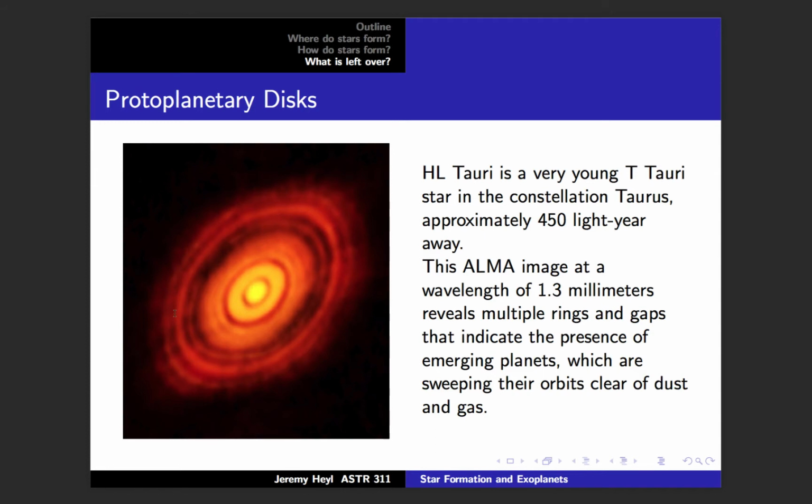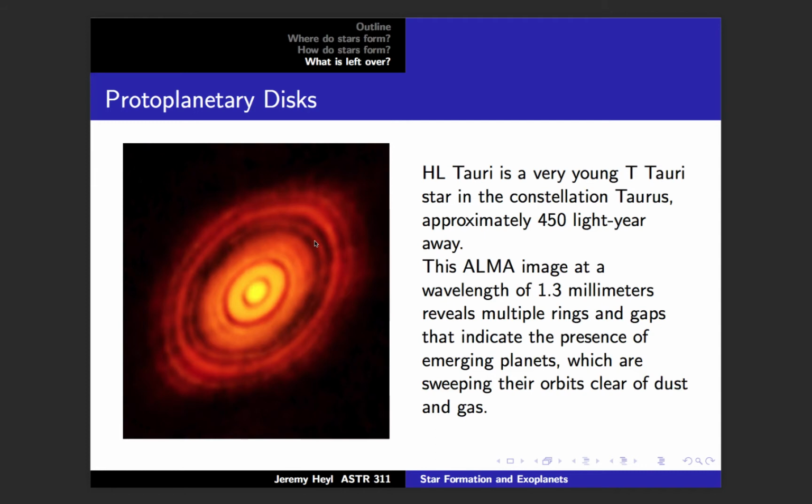And what we think is happening here is that what clears out each ring is a planet. Some object, maybe the mass of Jupiter or a few times the mass of Jupiter, lives in each of those gaps. The material that's nearby gets kicked out by the gravity of that object. So by looking at the width of those gaps, you can estimate how massive that object is. So right here we're seeing a planetary system in the process of formation.